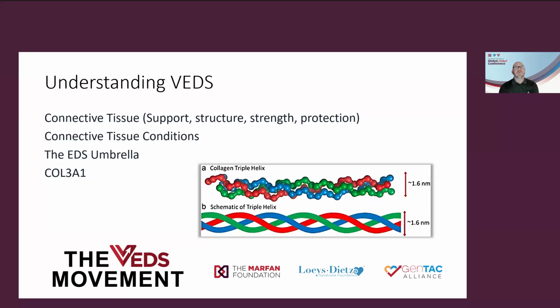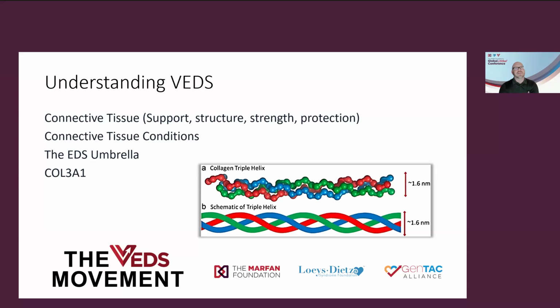When we think about connective tissue conditions like Marfan, Loeys-Dietz, or VEDS, you'll see that a lot of those conditions have some overlap. They have some symptoms that are similar amongst them all. And that is because the underlying connective tissue is being weakened for some reason. And that some reason is typically a genetic reason.